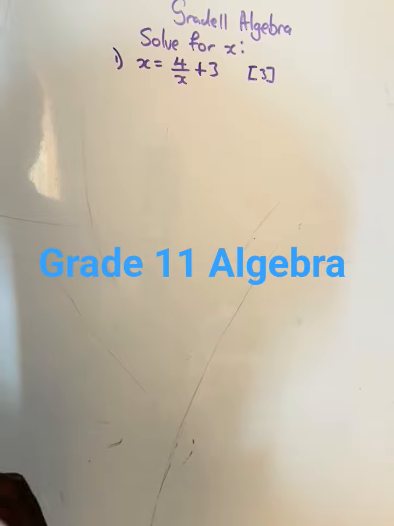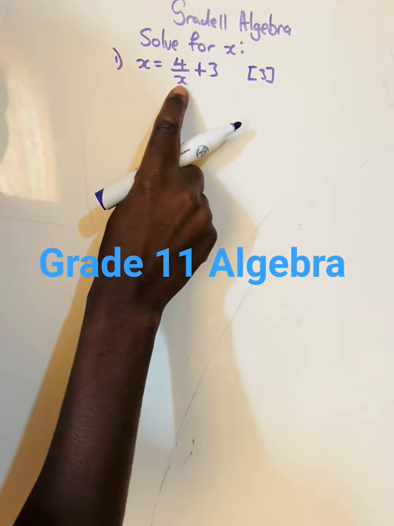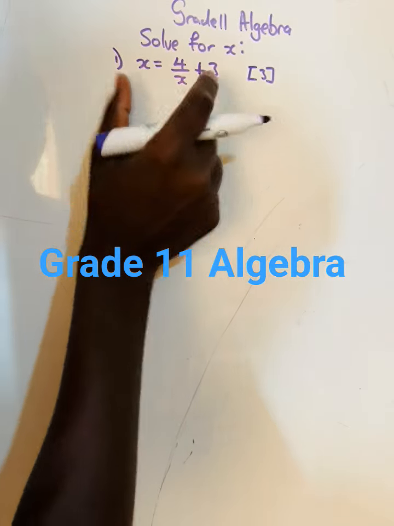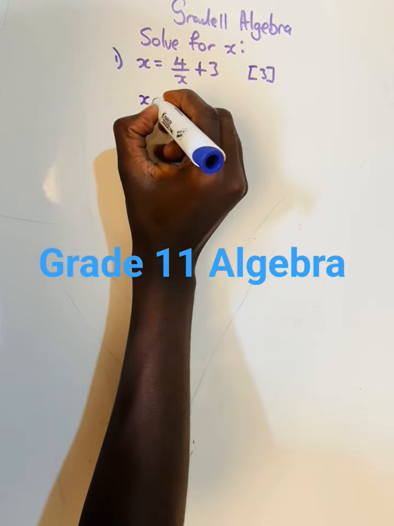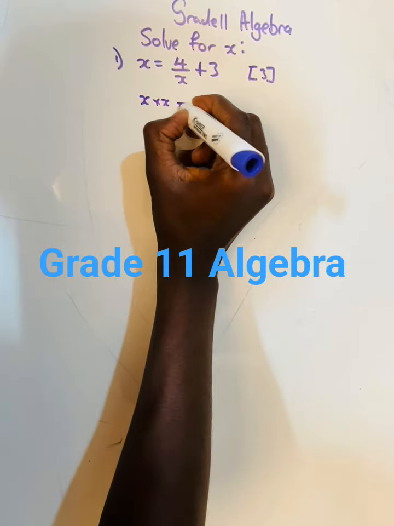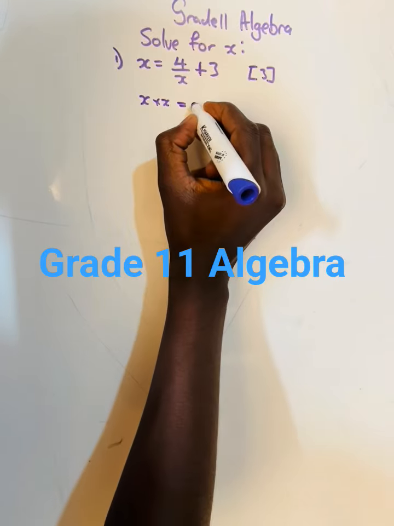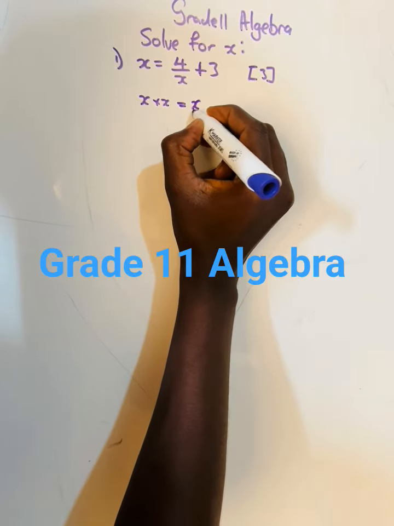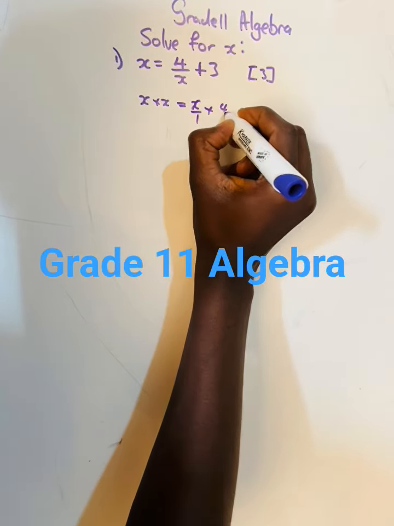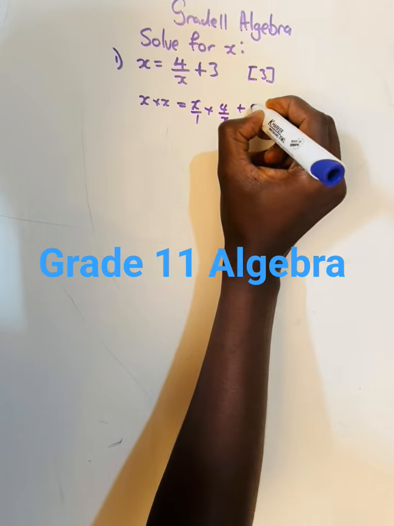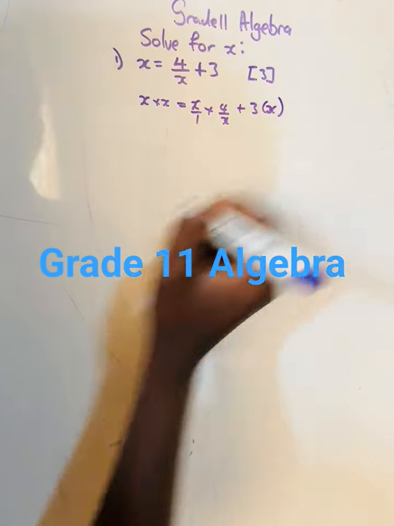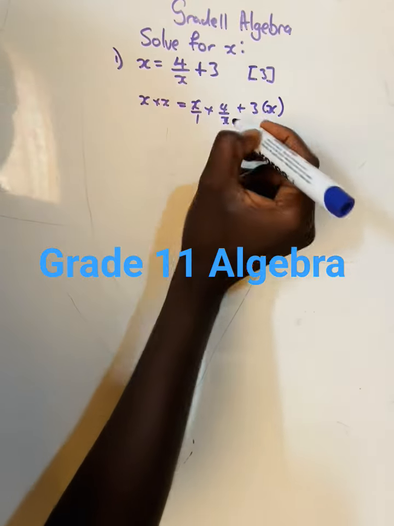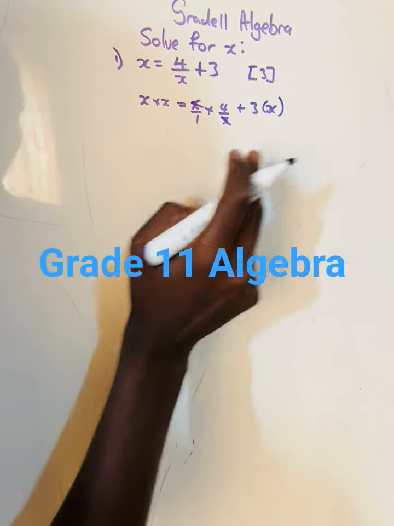And in order for you to do that, you're going to multiply this denominator with all the terms that are available within this equation. Which means that on the left side, we're now going to say x multiplied by x, which is equal to, then we take this x, we say x over 1 multiplied by 4 over x plus 3 multiplied by x, right? And then what am I going to do? Obviously, I start here whereby these two, they cancel each other.